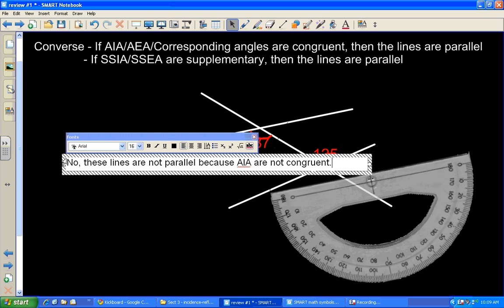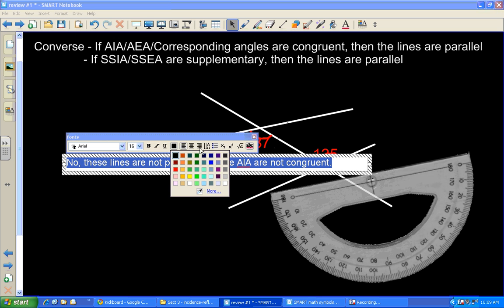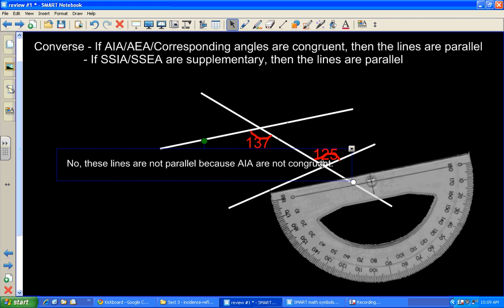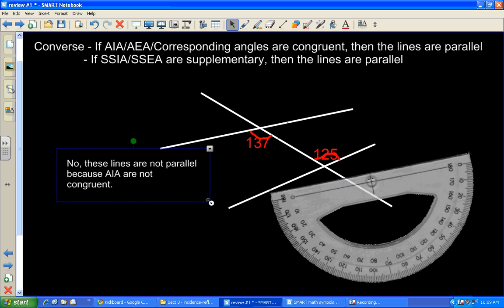You have to be specific. You can't just say the angles. I have to know that you know which converse you're using. Okay? So, this would be my explanation, if I can get this so it doesn't fall over on the lines.